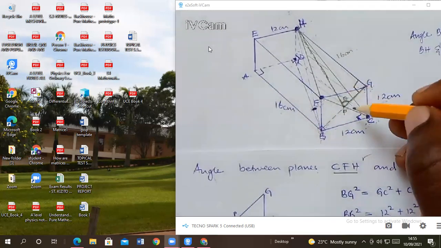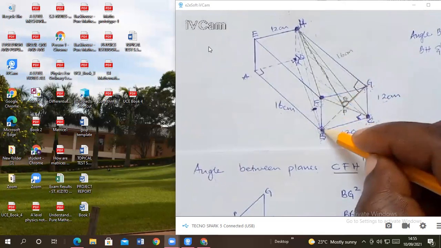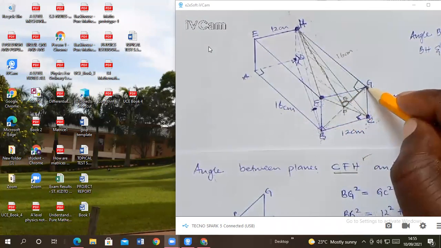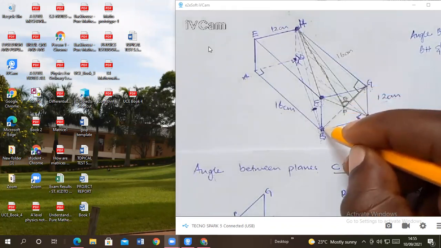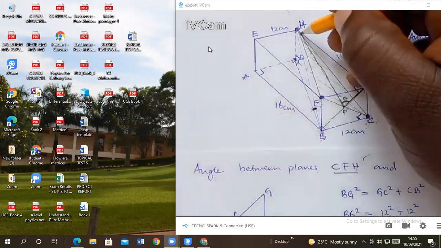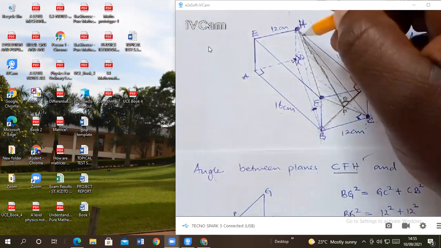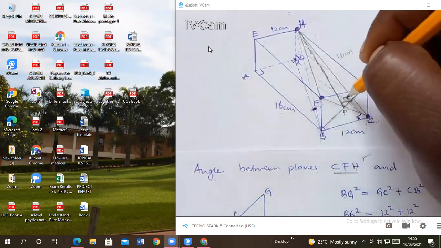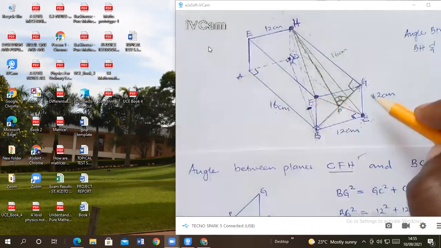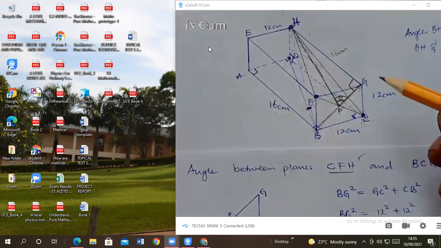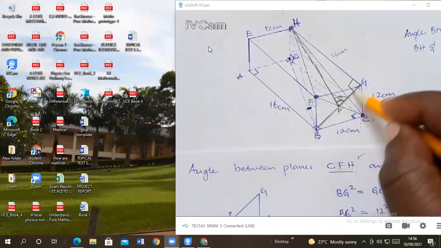Now, for us to find the angle in between, we have also to bisect this other plane BCGF. So you can bisect it like this. You get it? Like this. Such that the angle between this line and this line here is the angle between the planes BCGF and FCH.